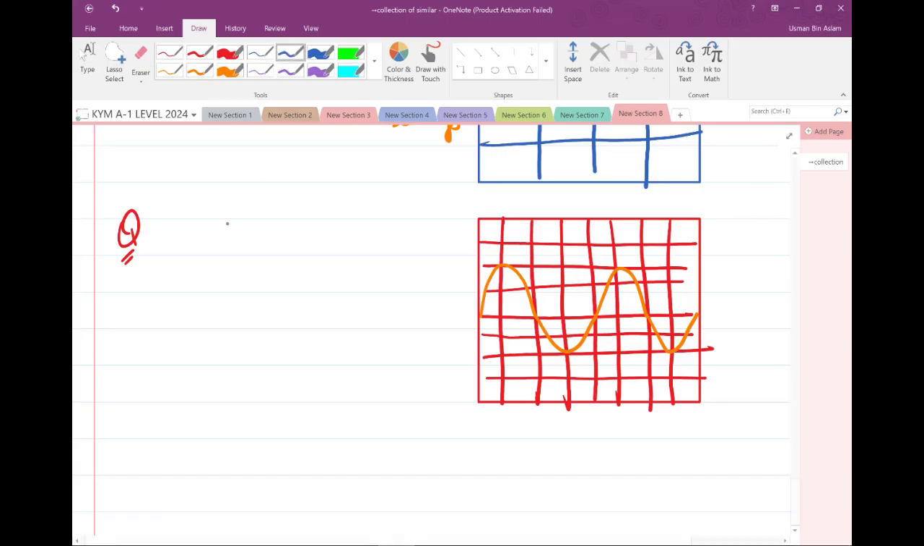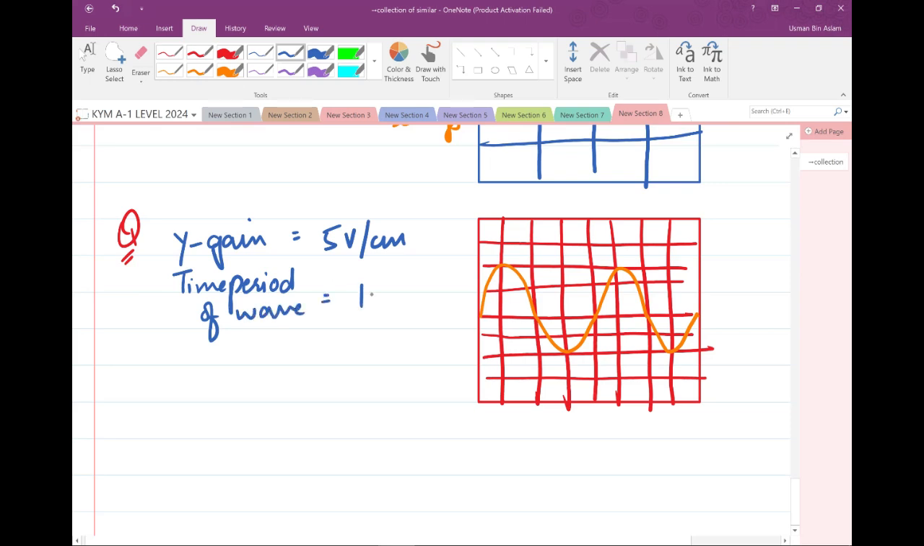They will first ask you to find out, they have given you the Y gain in the question. Let's say that is 5 volts per centimeter. They have given you the time period of the wave, that is, let's say 12 microseconds. They first of all ask you to find out the peak voltage.